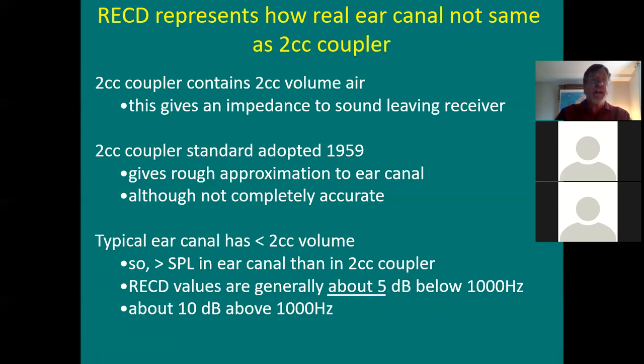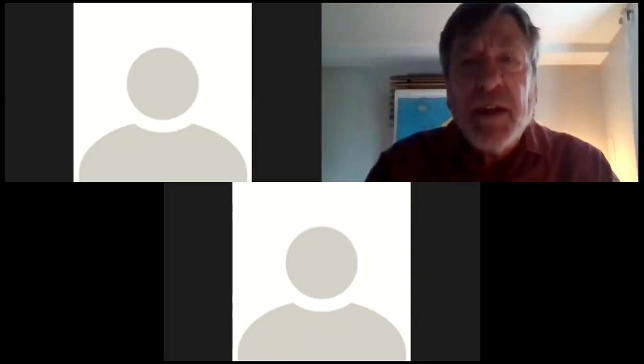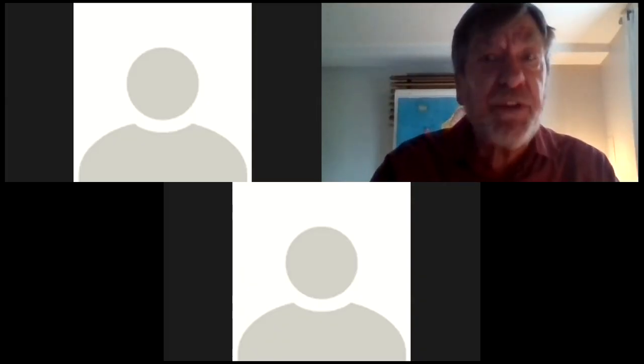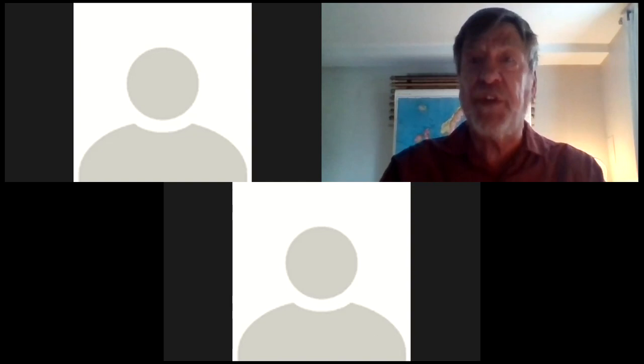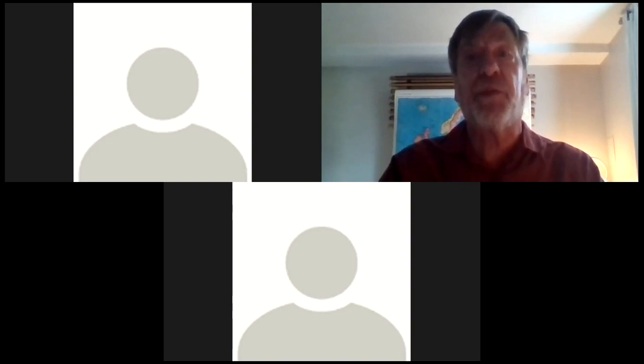RECD. And Gus Mueller and many other people suggest, you know what? Use average RECD when you're typically fitting the average adult. You don't need to measure the RECD. You only measure the RECD if the person has a weird-looking ear canal. If the person has an abnormally large ear canal or a very tiny ear canal, then you will not have the average RECD, you will be varying from that, and it probably behooves you to measure it.